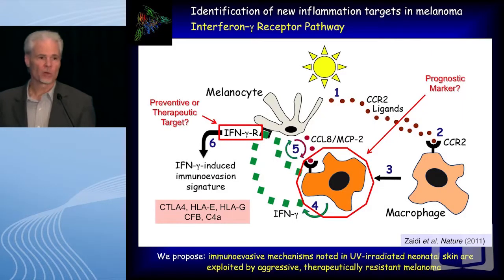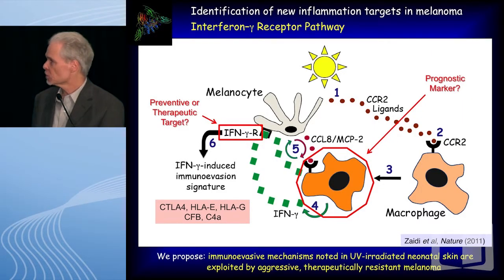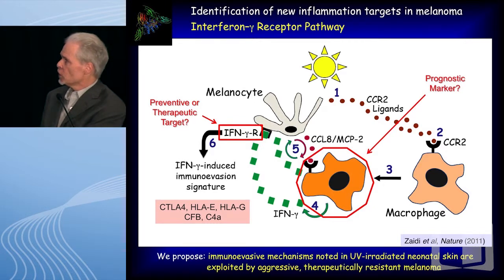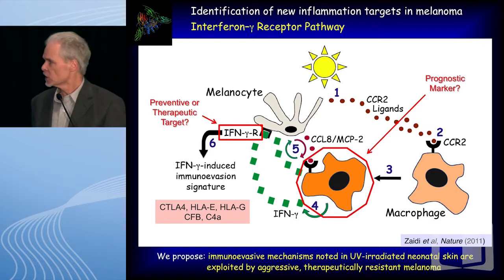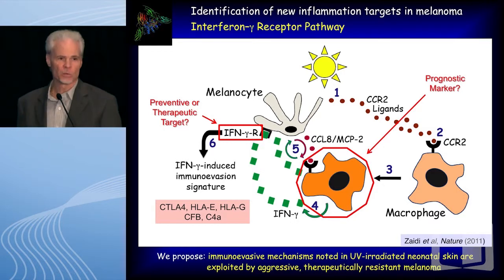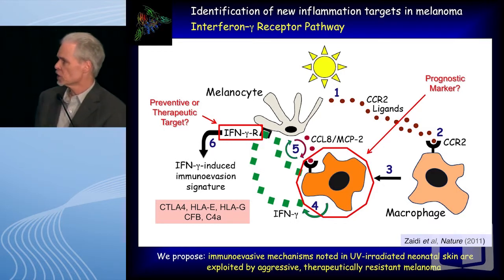Okay, so this just summarizes what I've told you and some of the things I didn't. When you get a burning dose of UV radiation, there's a dramatic response. So UV could, of course, be causing DNA damage and mutations, but in addition, you're getting this immune response, which we think might be associated with melanoma. CCR ligands are secreted after the burning dose. They find these macrophages that are CCR2 positive and bring them to the skin.